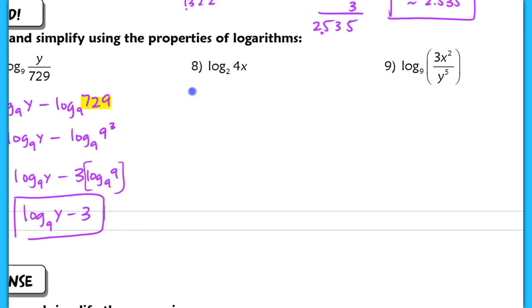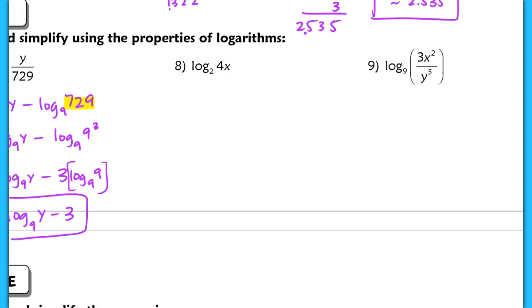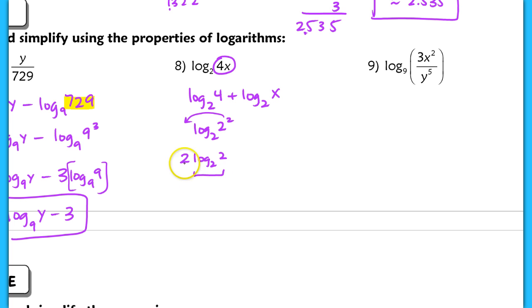Let's look at number 8 now. For number 8 we have the log base 2 of 4 plus the log base 2 of x. So I take that product and I can split that up into 2 separate logs with the same base. Now here I can rewrite that. If you wanted to write this as log base 2 of 2 squared and bring that 2 out in front, you would get 2 times the log base 2 of 2, and again this is equal to 1, so this would be 2 times 1, or just 2.